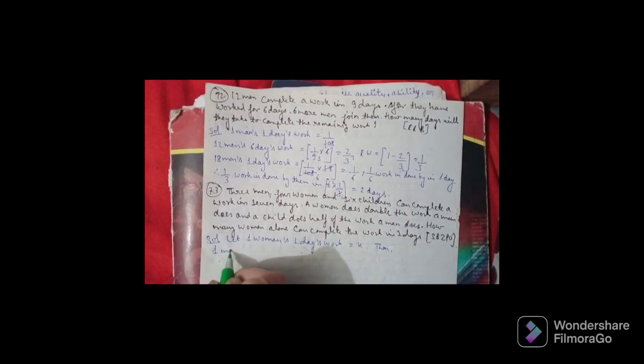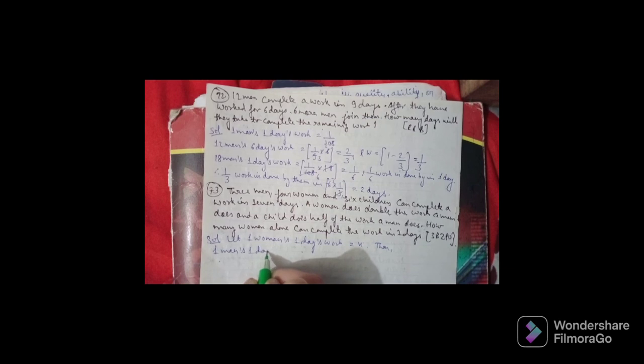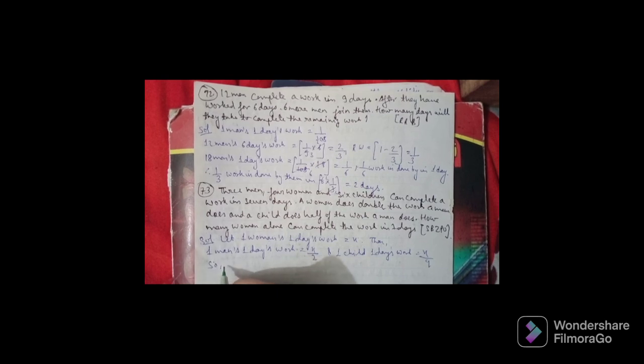Then one man's 1 day's work equals X by 2, and one child 1 day's work equals X by 4. So 3x upon 2 plus 4x plus 6x upon 4 equals 1 upon 7.